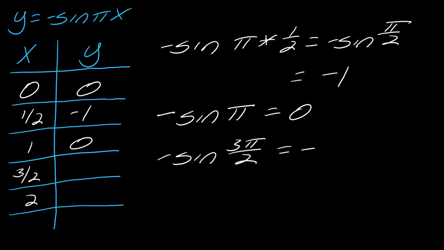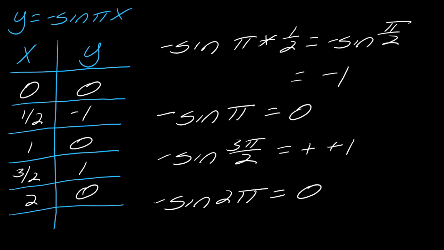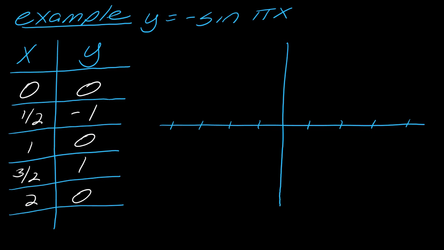So this ends up becoming -1, so that becomes positive. And then negative sine of 2 pi will just be 0 again. So I've got all my points, and now I can set up my axes. So here's 1 and -1. And then let's make this 1/2, 1, 3/2, and 2. We'll make this -1/2. And now I plot my points.